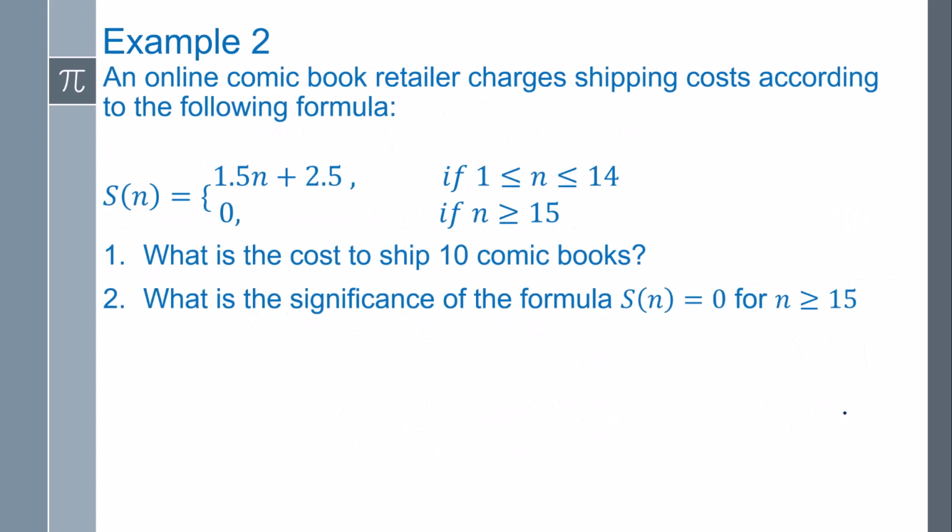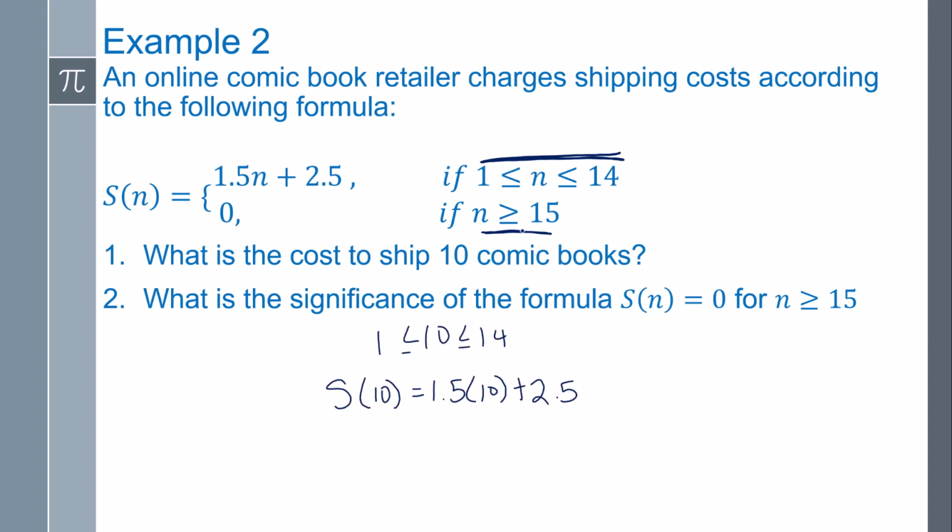Let's look at another one. An online comic book retailer charges shipping costs according to this formula. Again, it's a piecewise. If it's between 1 and 14, we use the top equation. If it's greater than or equal to 15, we use the bottom equation. So what would be the cost to ship 10 comic books?